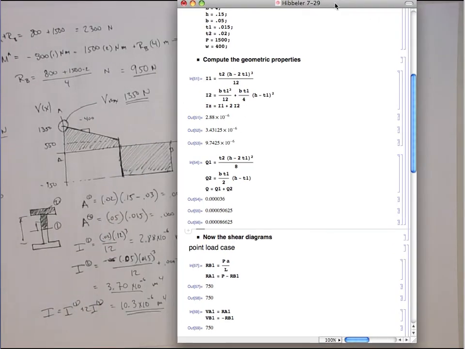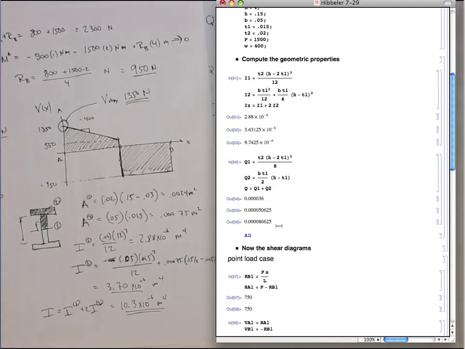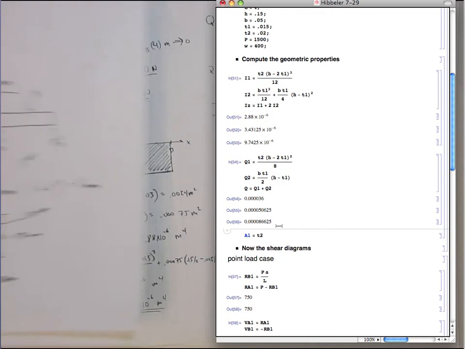All right, we can go through almost number by number and check everything. So I'm going to just start right here. Let's define A1. A1 is going to be the area of that, T2 times, well, I'm even going to define another variable. I'm going to define this 120 flange height, because that pops up all the time.